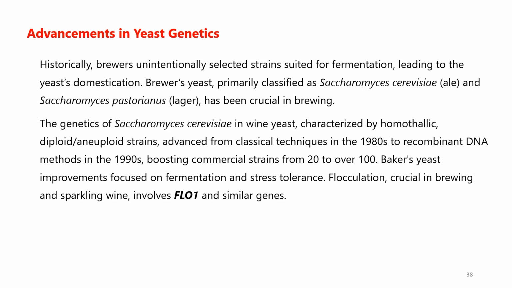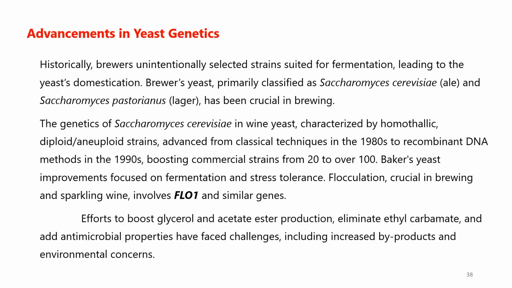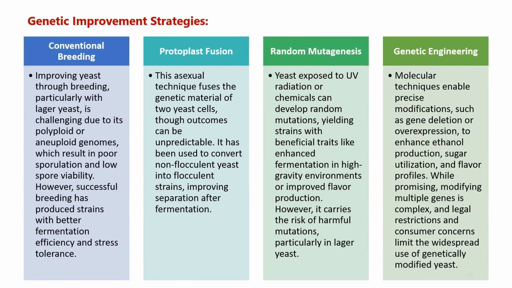Baker's yeast improvements focused on fermentation and stress tolerance. Flocculation, crucial in brewing and sparkling wine, involves FLO1 and similar genes. Efforts to boost glycerol and acetate ester production, eliminate ethyl carbamate, and add antimicrobial properties have faced challenges, including increased byproducts and environmental concerns. So, some of the genetic improvement strategies are conventional breeding, which has been in practice for long.